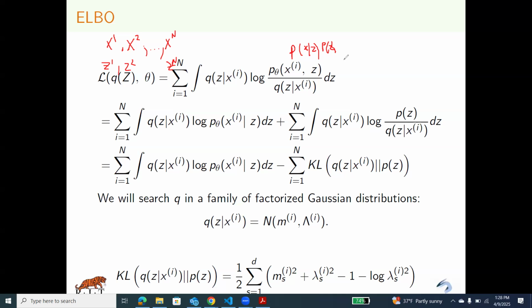Okay, and for every point xi, we will introduce its own mean and its own matrix lambda. So the second term, if our distributions are normal distributions, has an explicit formula. So the second term has an explicit formula for this mean and lambda. The first term doesn't have an explicit form.